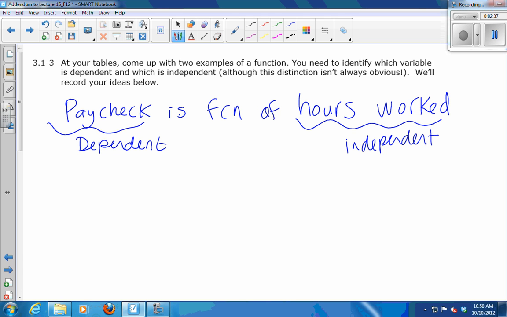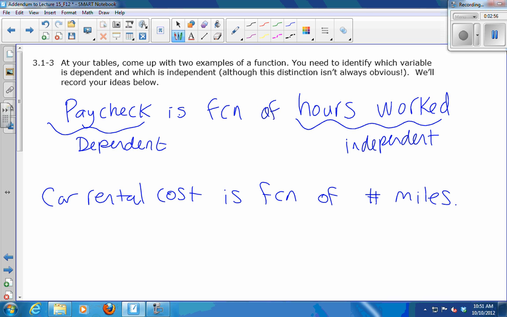What example did you just give me? Oh, the rental car one, right? When you rent a car, the cost is dependent on how many miles you drive. Car rental cost is a function of number of miles driven. And the cost is dependent. Number of miles is independent.